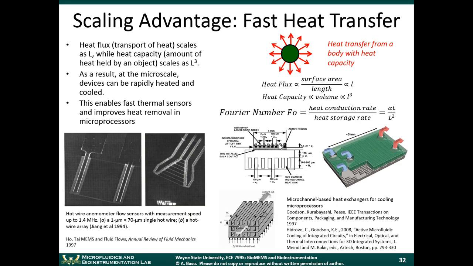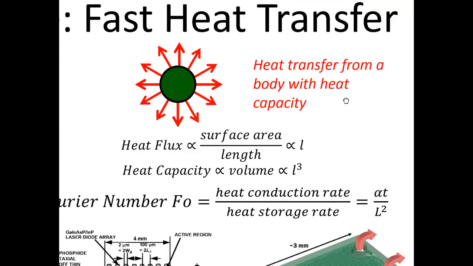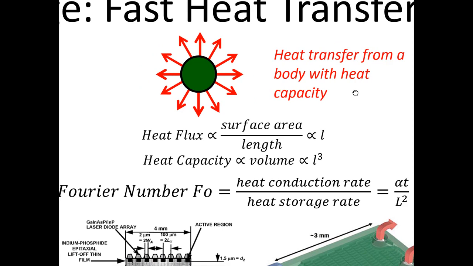Now we can talk about this in terms of the scaling advantage. At the microscale, we get fast heat transfer from one place to another. Why does this happen? We can look at this simple argument. Suppose we have an object that is at a certain temperature, and let's say it's at a higher temperature than its surroundings. The question we want to ask is, how fast does that object cool down?